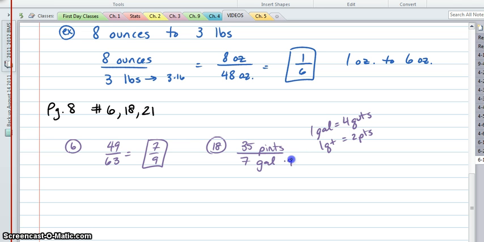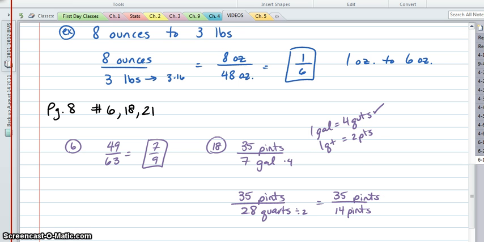7 times 4 would give me 28. So now 35 pints over 28 quarts. And again, we have to convert, so I've already used this one. And now I know 1 quart is equal to 2 pints, so I can take my quarts and divide by 2. I would like to get them into pints. And then I have 35 pints to 14 pints.